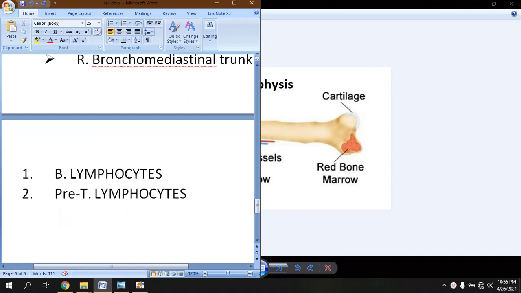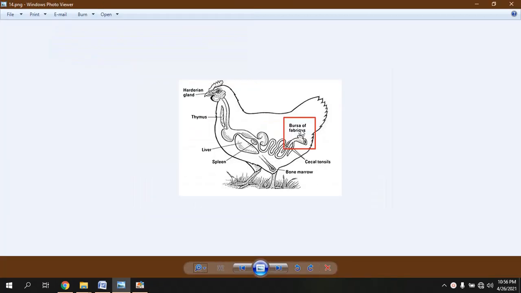Why are the B lymphocytes called B lymphocytes? They are called B lymphocytes because the B lymphocytes were discovered first in the bursa of Fabricius. Bursa of Fabricius is a node-like region inside the birds, and it was there that the B lymphocytes were first detected. That's why they are called B lymphocytes.